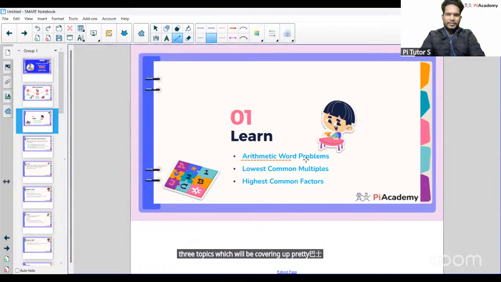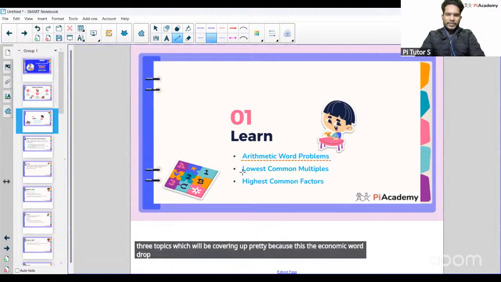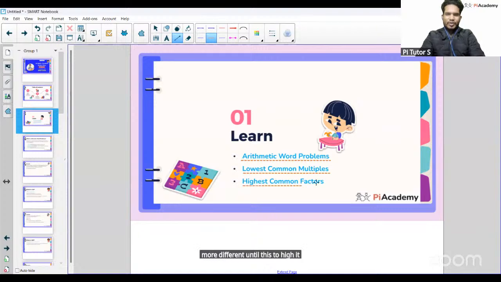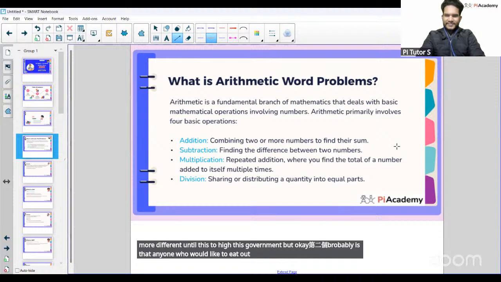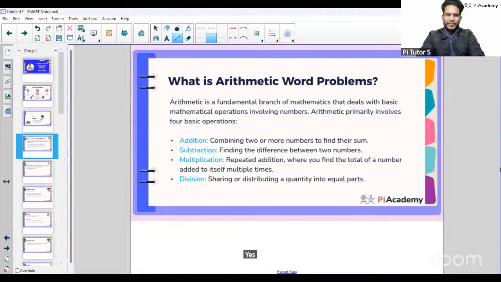First is the arithmetic word problem. Second is the lowest common multiples. And third is the highest common factors. Okay. Here we go. What is an arithmetic word problem? Is there anyone who would like to read out? Yes, Sasha, go ahead.